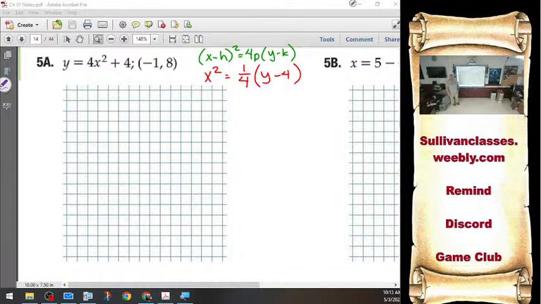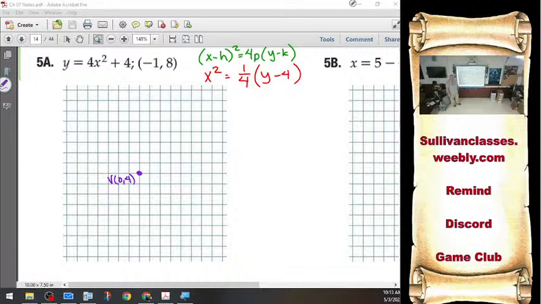0, 4, HK. Even though this doesn't have the x minus 0 quantity squared, because that's not the simplified form, I know that that 0 is there. So I've got a vertex at 0, 4. Cool.